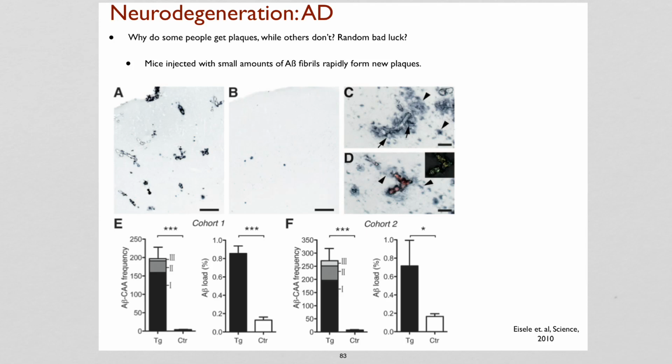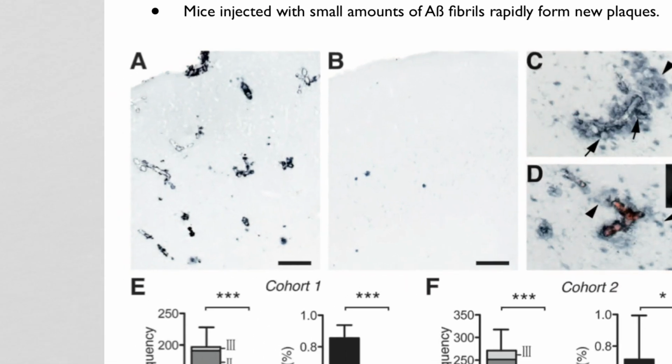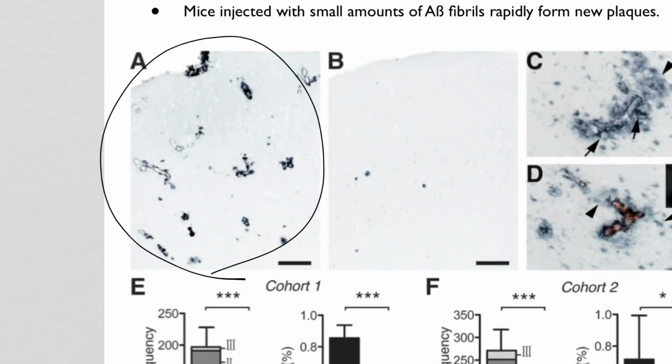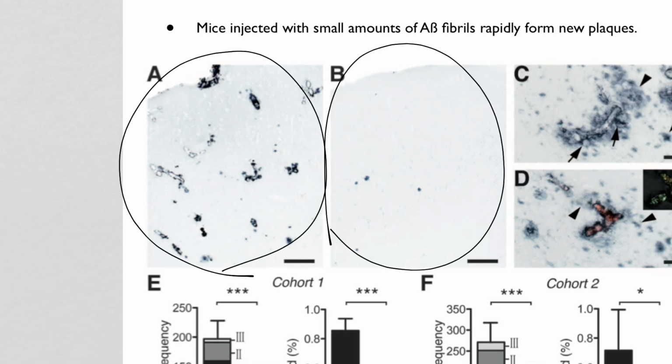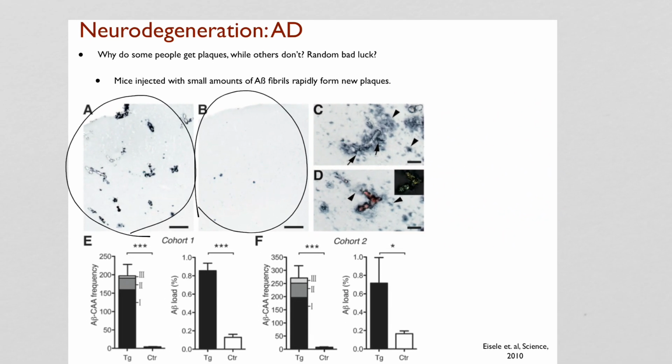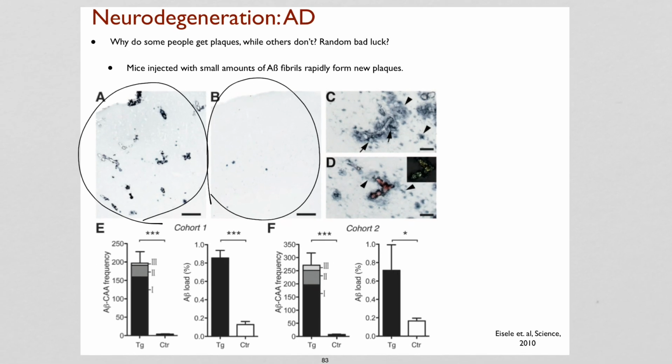The exposure model was shown in mice. This is brain tissue from a mouse that was exposed to human Alzheimer's tissue sample. This was control. The black spots are plaque. It's pretty clear that if your brain is exposed to Alzheimer's brain tissue, it will spread and infect your brain in a very prion-like manner.